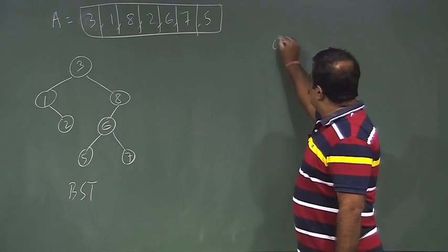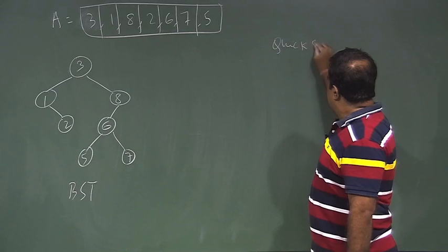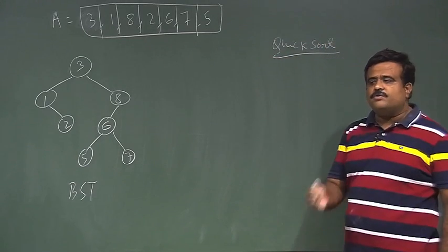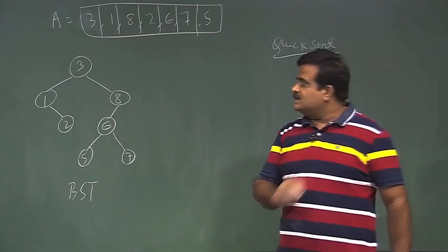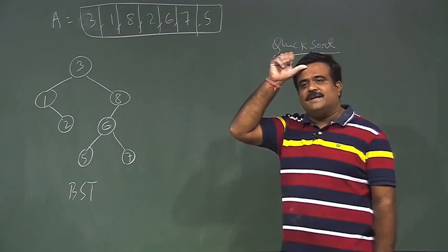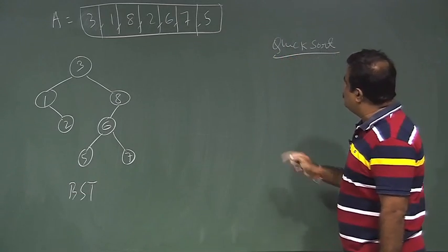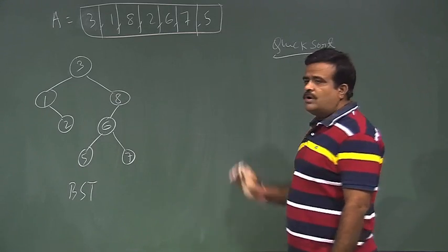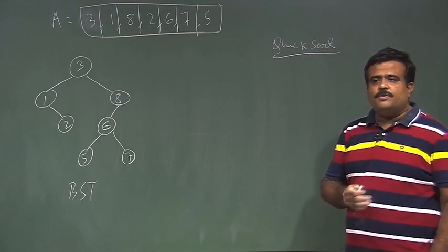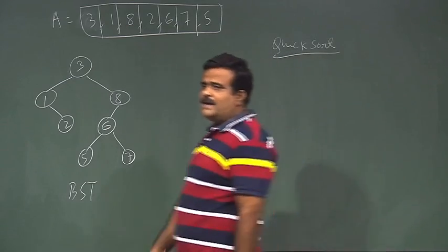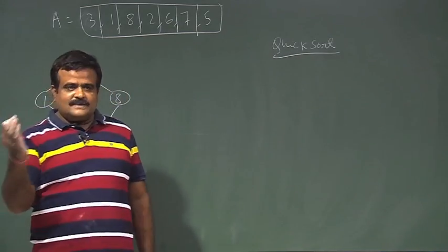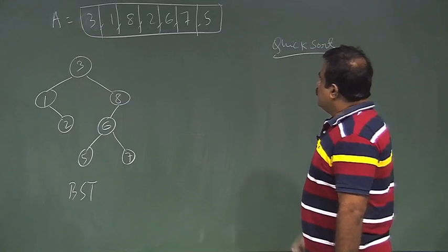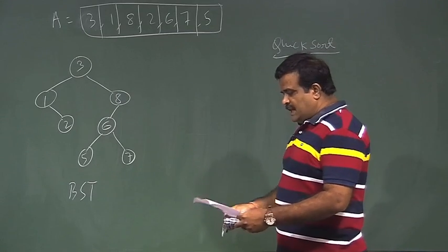Now, let us talk about quicksort performance on this input. In quicksort, what are we doing? We are choosing a pivot element. Suppose we choose the first element as the pivot, so 3 is the pivot. What will the pivot do? The pivot will partition this array into 2 subarrays. All the elements less than x must be in the left subarray, all the elements greater than x must be in the right subarray.